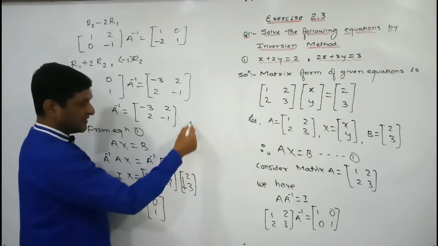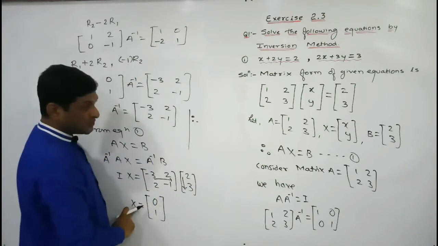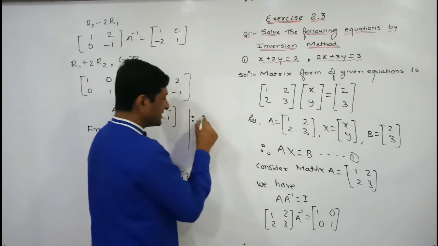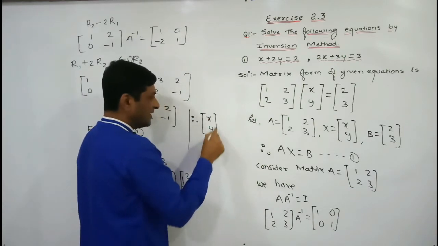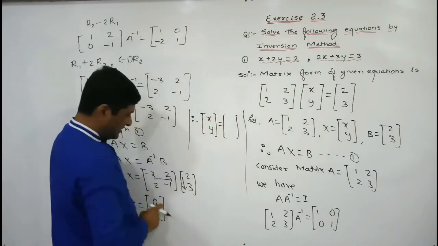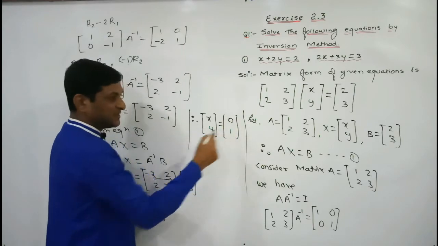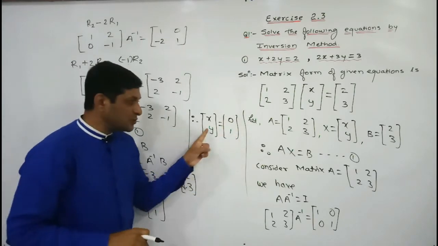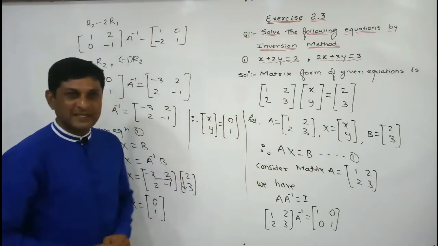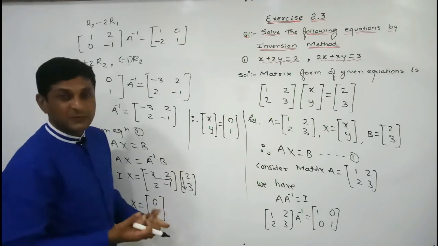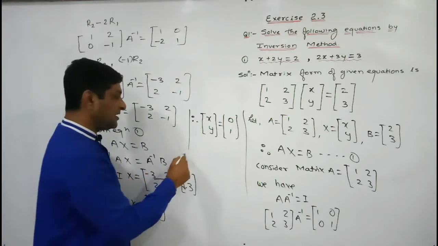So therefore, X means what? What are the elements of matrix X? X, Y. And on this side, write down 0, 1 as it is. Here we can observe that these two matrices are what? Equal matrices. Since the matrices are equal, we are able to apply the definition of equality.